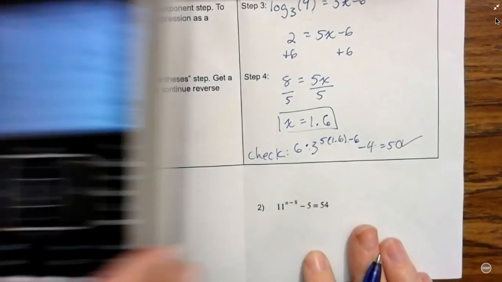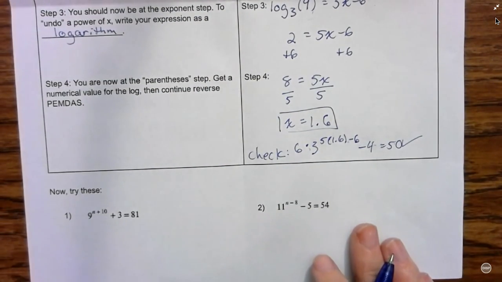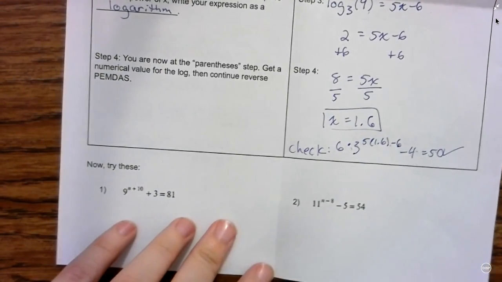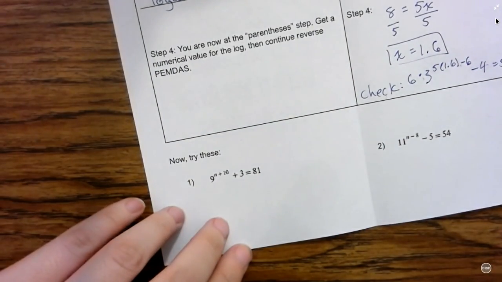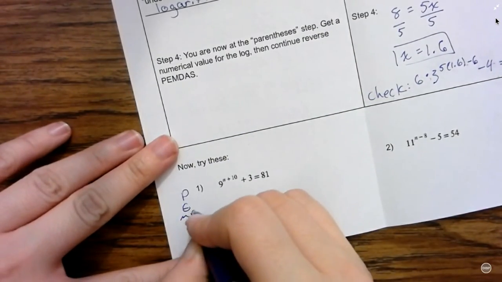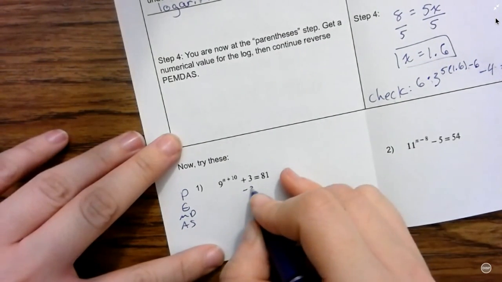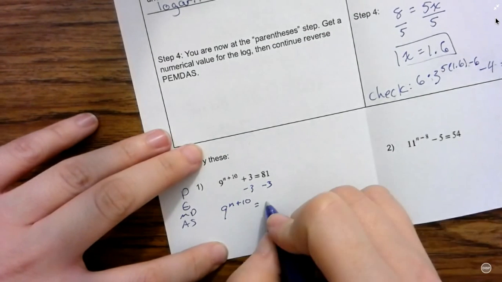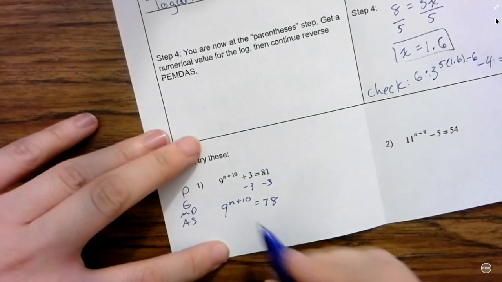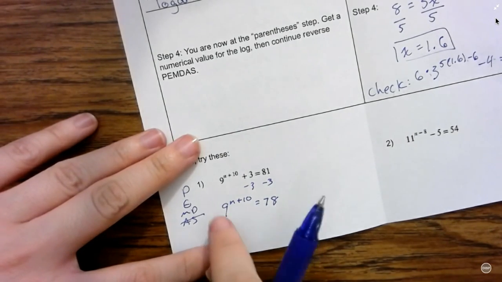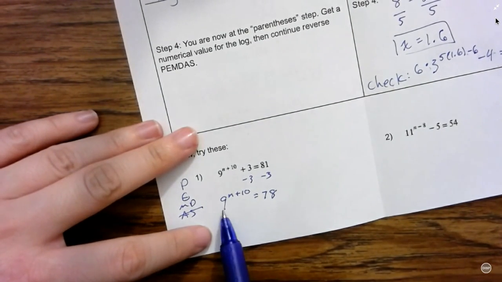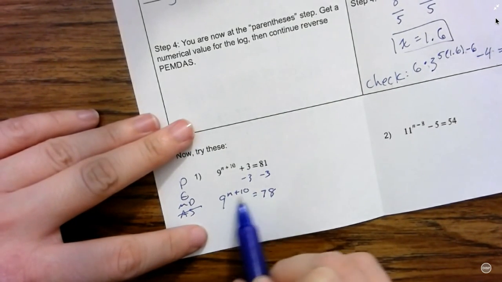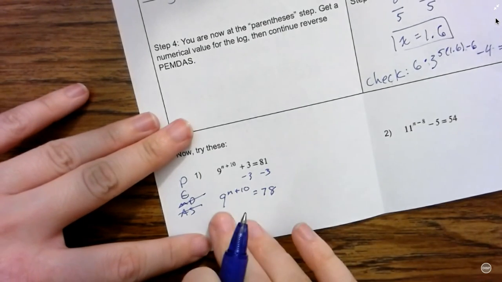Awesome. So let's check out these last two here. And then in class, we're going to do some practice with this as well. All right, so number 1, reverse PEMDAS. Can I add or subtract anything? Well, sure I can. I can subtract 3. Then 9 to the power of n plus 10 equals 78. Now some kids try to then divide by 9, but you have to remember that I'm not taking 9 times n plus 10. I'm taking 9 to the power of n plus 10. This is an exponent. N is in the exponent. So there's actually nothing here I can divide by.